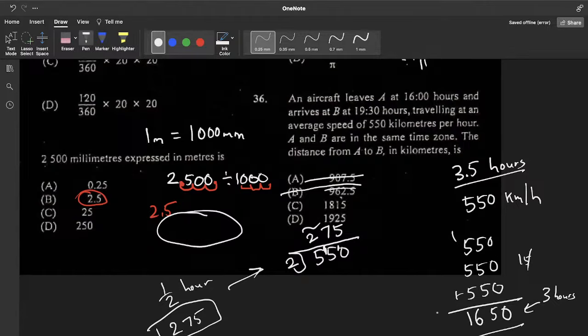And we also have this here for 3 hours. So if we add 2 of these, we would get our answer. So 1650 plus 275. So 0 plus 5 is 5. 5 plus 7 is 12. We put a 1 here. 6 plus 1, 7. 7 plus 2 is 9. Then we bring down this 1. 1 plus 0 here will be 1. So we have 1925. So that's our answer.